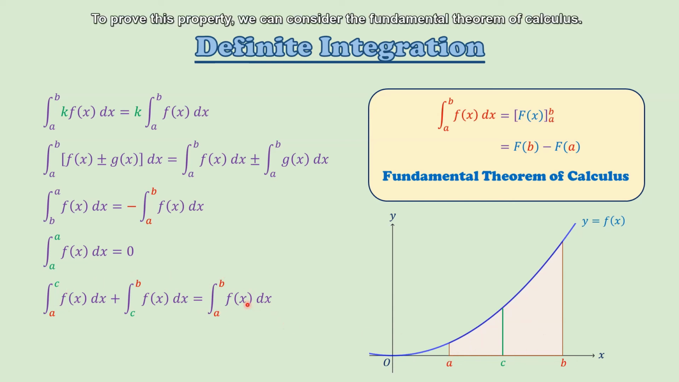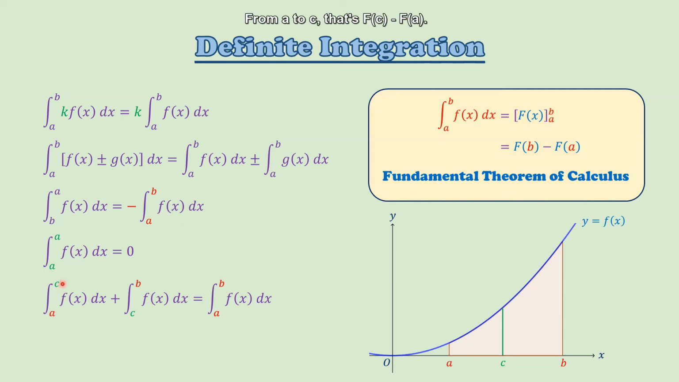To prove this property, we can consider the fundamental theorem of calculus. From a to c, that's capital F(c) minus capital F(a). From c to b, that's capital F(b) minus capital F(c). After simplification, that's capital F(b) minus capital F(a), and that's this definite integral.